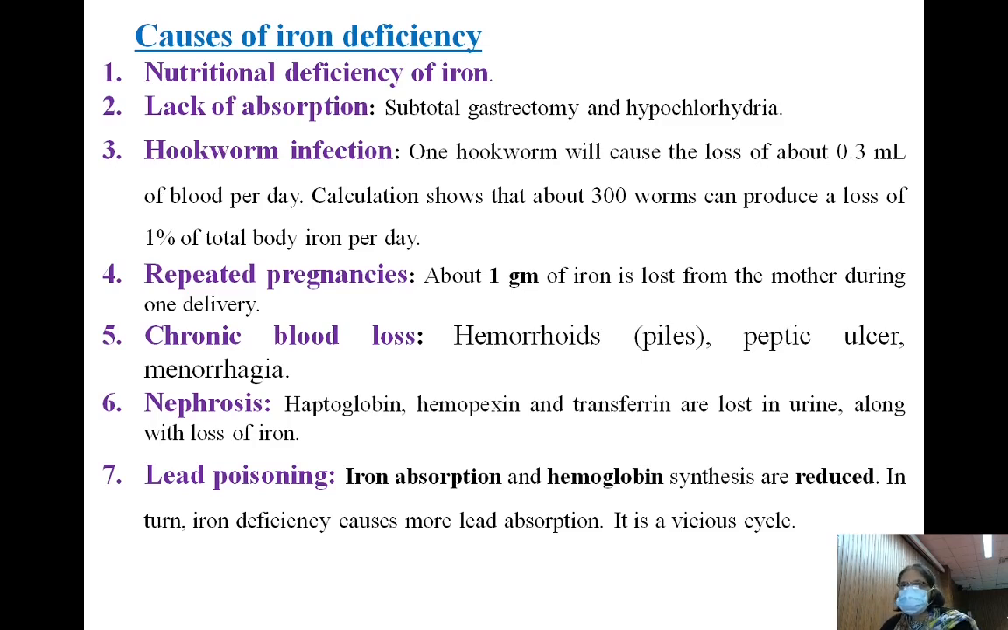Other causes are hookworm infection, repeated pregnancies, chronic blood loss, and nephrosis. In nephrosis, haptoglobin, hemopexin and transferrin are lost in urine, along with loss of iron. In lead poisoning, iron absorption and hemoglobin synthesis are reduced. In turn, iron deficiency causes more lead absorption. It is a vicious cycle.